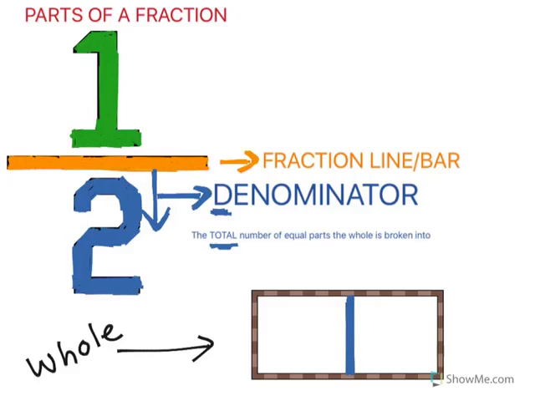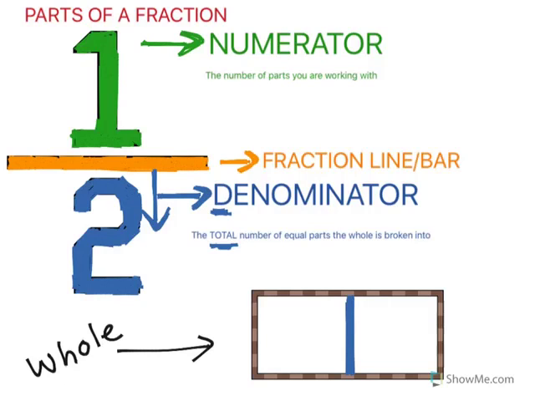So now we know that this whole is going to be split into 2 equal parts because the denominator is 2. Now let's bring our attention to that green number above the fraction line. And that is called the numerator. And the numerator is the number of parts you're working with. In this case, it's the number that we're shading in.